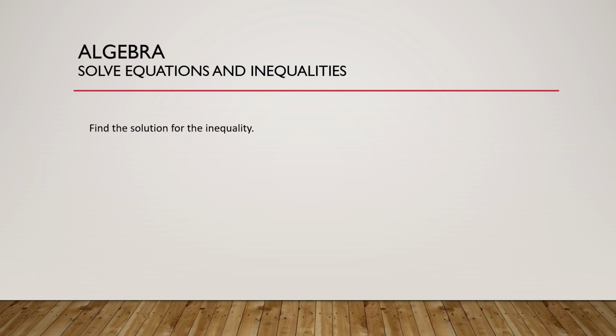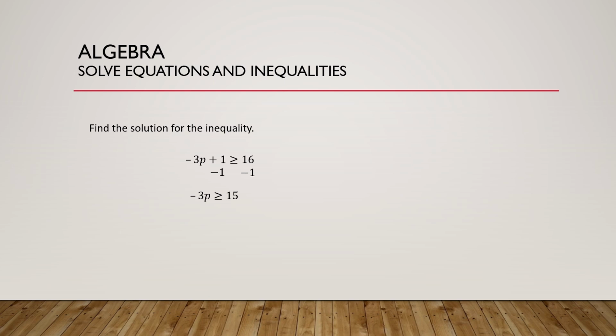Find the solution to the inequality. Negative 3p plus 1 is greater than or equal to 16. An inequality can be handled the same as an equality for the sake of finding a solution. So we can subtract 1 from both sides to get negative 3p is greater than or equal to 15.